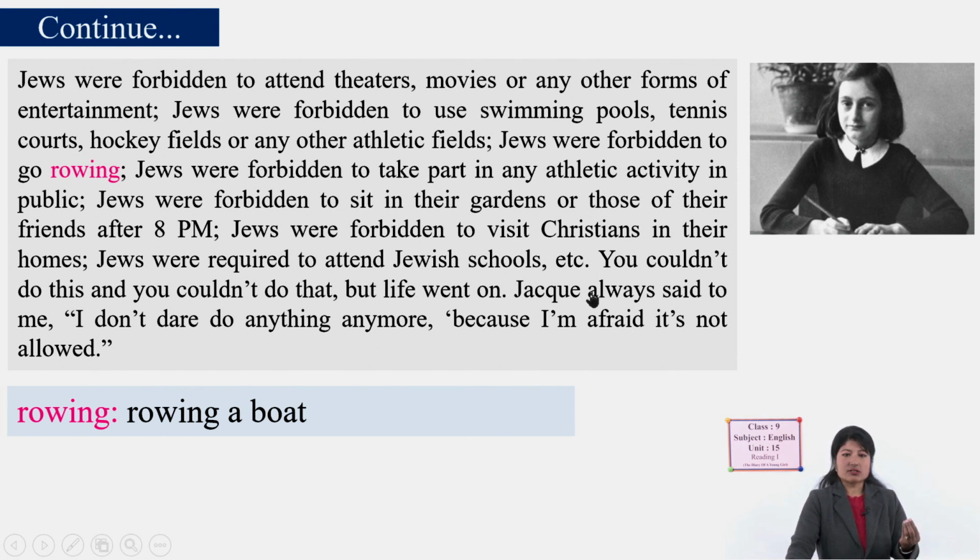And Jack always said, I don't dare to do anything more because I'm afraid, it's not allowed. So they had a very insecure life, and could not think about their own progress and their lives. So Jewish people were suffering in that way.